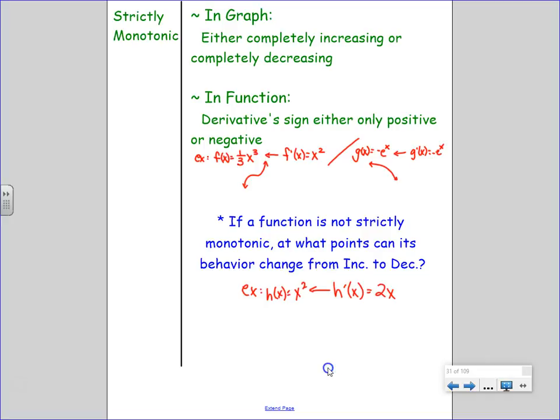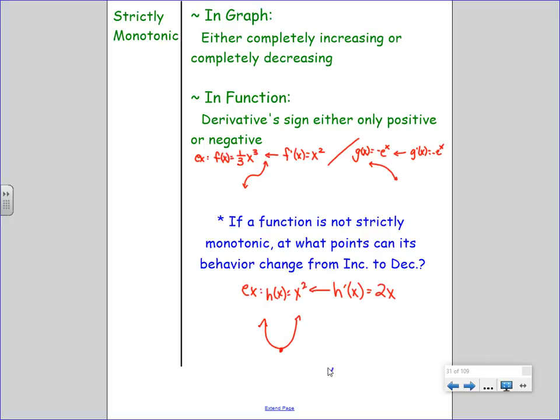Nice. And what does x squared look like? How does it behave? How does it change? How does it move? It decreases, and then it increases. But the question is, where did the change occur? When did the change occur?